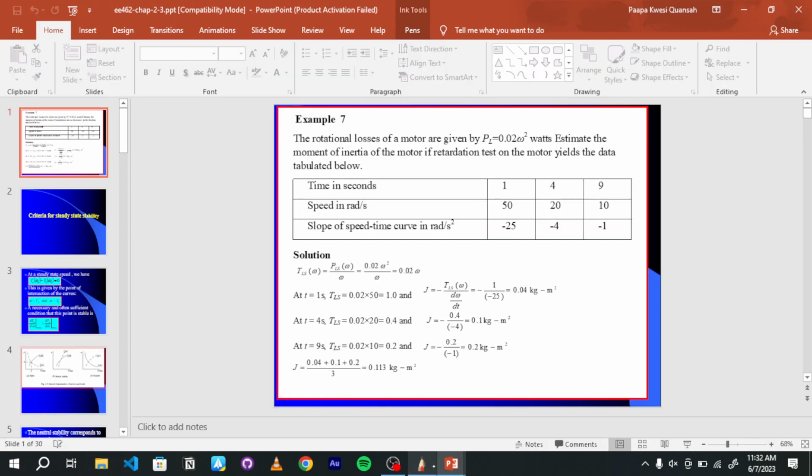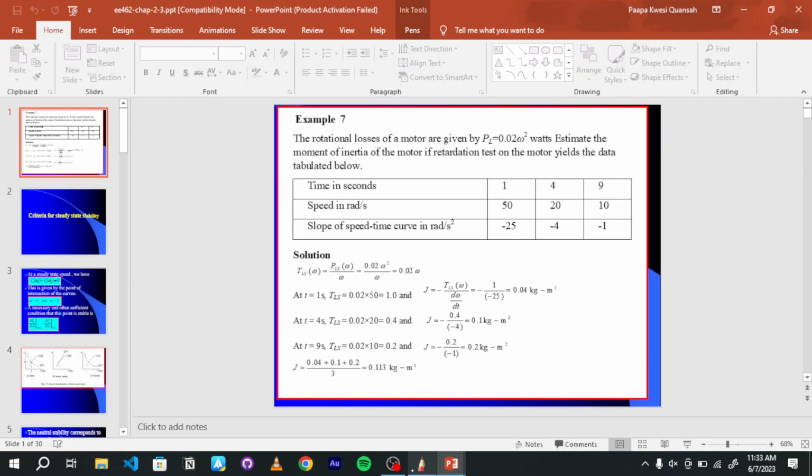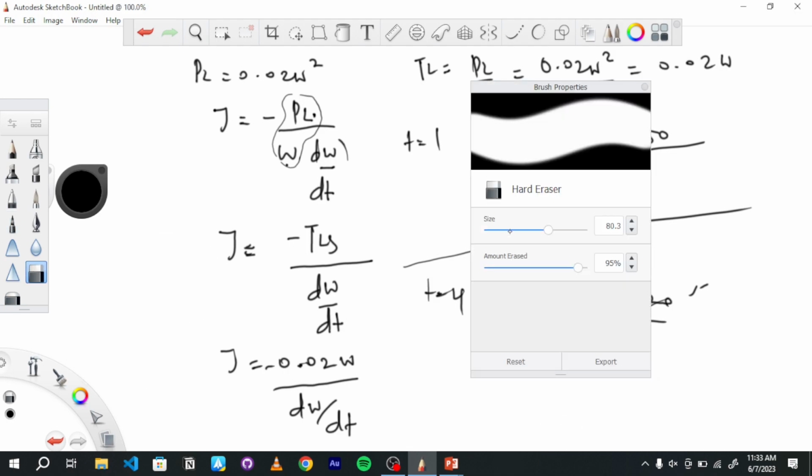So you get 0.04 kilogram meter squared. Now when t is equal to 4, the second case, I get J is equal to negative 0.02 times, in that case, the speed is 20. Slope is negative 4. So times 20 over negative 4. I get 0.01 kilogram meter squared, 0.1 kilogram meter squared, sorry. I get 0.1 kilogram meter squared.